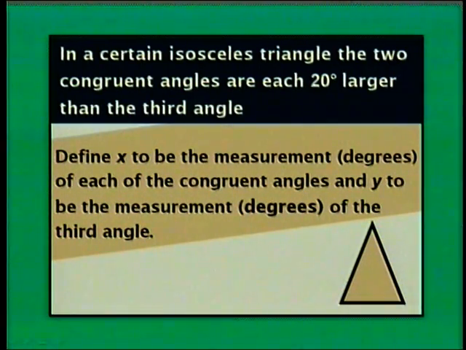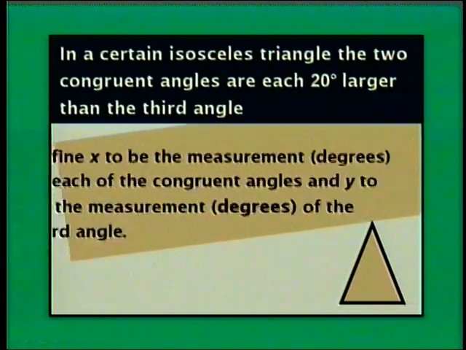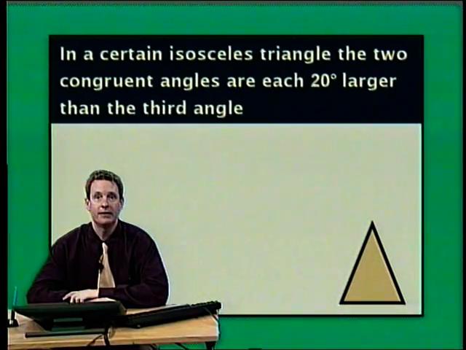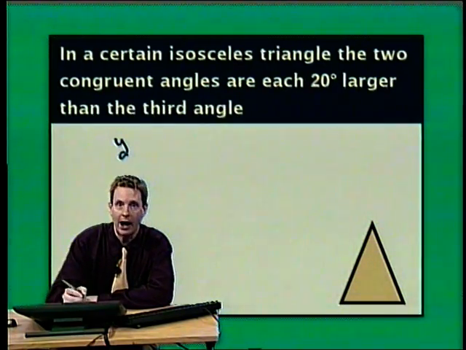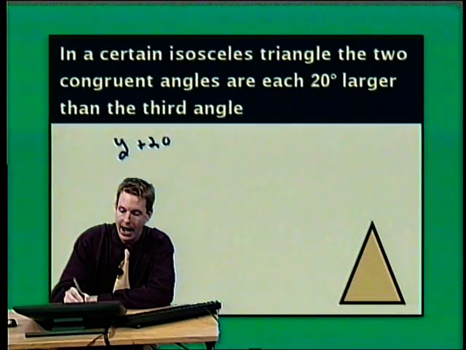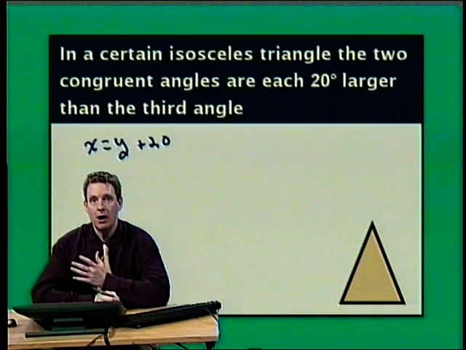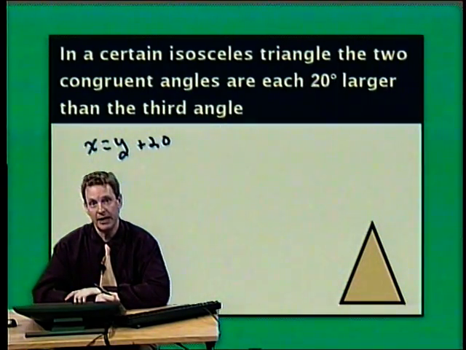So my first objective is to come up with two equations that relate these two unknowns. Let's read the problem again. It says that the two congruent angles are each 20 degrees larger than the third angle. That means if we take the measurement of the third angle and add 20 degrees, we must end up with the measurement of each of the two congruent angles. The measurement of the third angle is what I defined to be y. So when we take y and add 20, the result must be x.